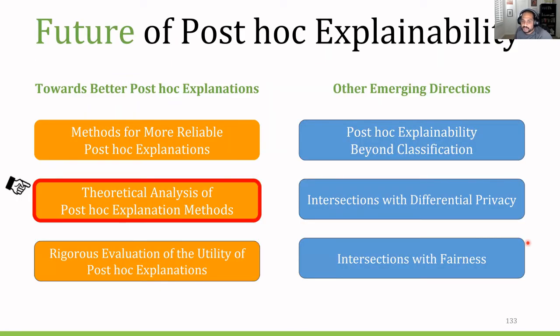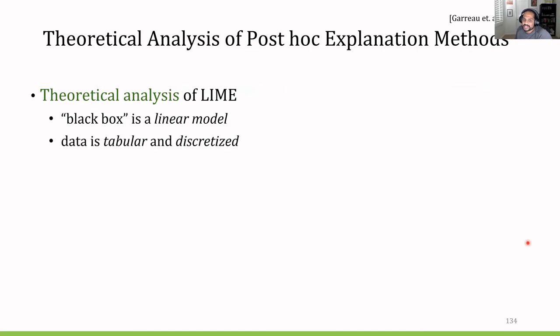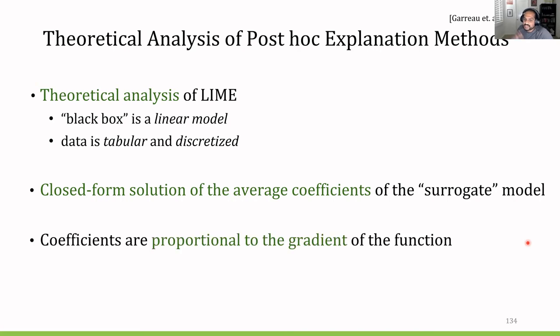There has been some work, and there needs to be more work, on theoretical understanding of post-hoc explanation techniques. For example, some people have done theoretical analysis of LIME, maybe in a simpler setup, like using a linear model as the black box, where your data is tabular and discretized, so it looks like the Boolean domain. In these cases, they try to find the closed form solution for the average coefficients that LIME tries to get, and find that the coefficients seem to be proportional to the gradient of the function. Intuitively this makes sense, but people have shown it theoretically.